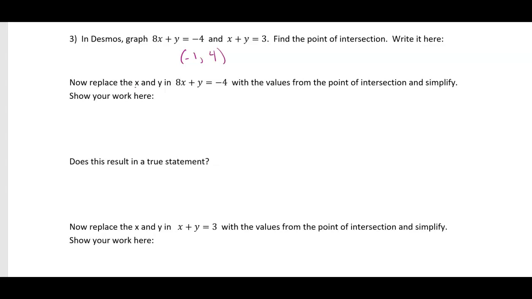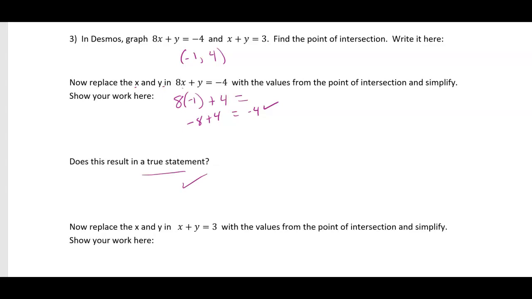Now replace x and y in the first equation with the values I got. So I get 8 times -1 plus 4. And I want to see if it equals -4. So I get -8 plus 4 equals -4. So it works there. It results in a true statement.